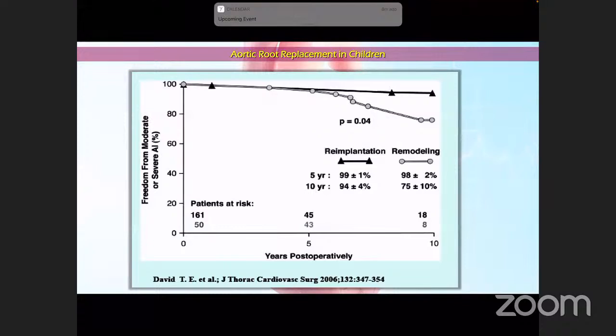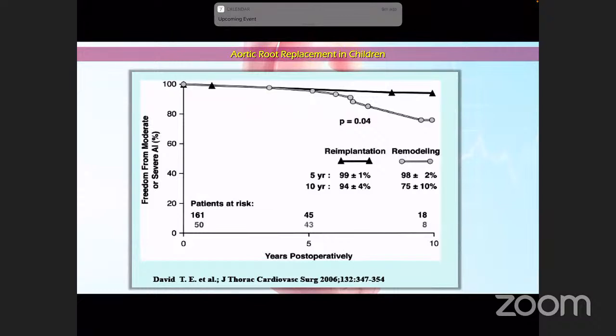However, if you look here, the freedom from moderate or severe aortic valve regurgitation, with the triangles, is the reimplantation technique of Tirone David, and the circles is the remodeling technique of Yacoub. As you can see, as time goes on, the number of patients with the remodeling technique who develop aortic valve regurgitation and may require reoperation is larger. And this drop off starts after around 6-7 years of surgery, while the drop off in patients with the reimplantation technique is much slower.